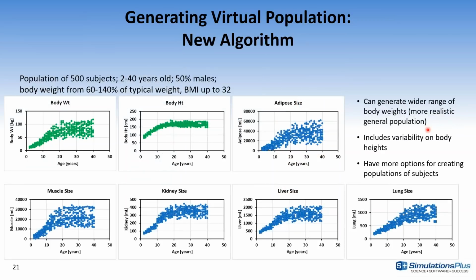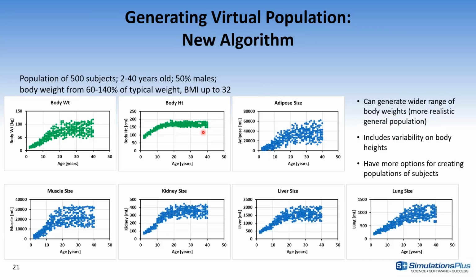And this is a sample population that you would get. Again, this was 500 subjects, 50% males, 2 to 40 years old. But we left there a very wide range of body weights and BMIs, just to give you an overview or a sample of how variable the populations could be.